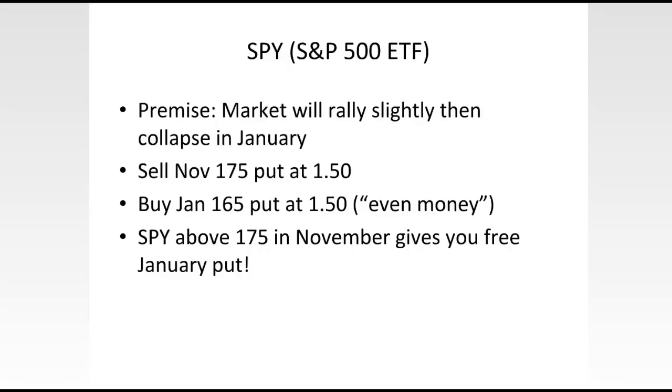Now, on that same day, over a year ago, my premise was that the market would rally slightly, but then we wouldn't have a January rally, we would have a January puke. So what did I do? I sold the November 175 put at $1.50. I bought the Jan 165 put at $1.50. In trader parlance, we call this doing the trade for even money. As long as SPY was above 175 in November, my January put was free.